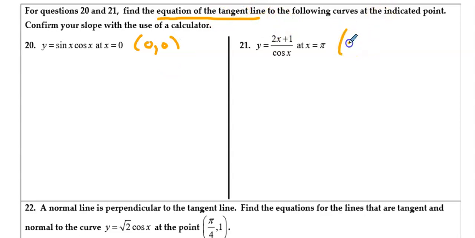But over here for this one, we have pi as our answer. And so our numerator is going to be 2 pi plus 1. And our denominator is going to be cosine of pi, which is going to be negative 1. So we're going to have our point, which we're going to modify a little bit later. So how we get our point is taking the function x that we're given, and we'll plug it back into the original. So that's always the first thing that we want to do.